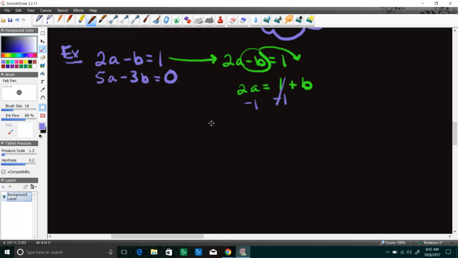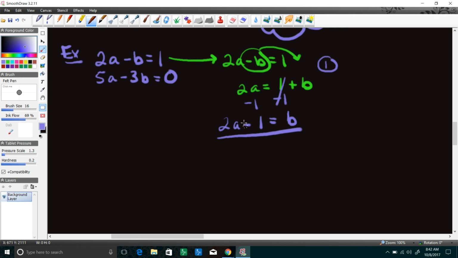This gets rid of this here. So now I have 2a minus 1 is equal to b. So this is my, again, step number 1, solving for one of the variables.